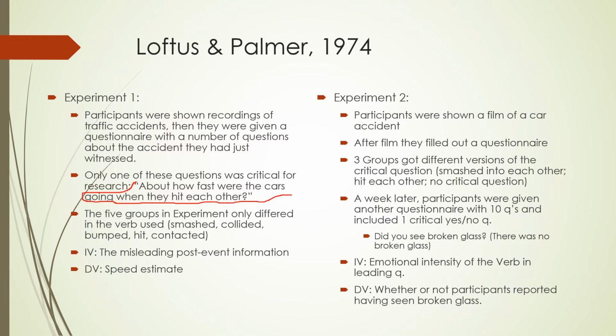This was followed up, and for each of the groups, the verb, in this case hit, was changed with different verbs. So they had either smashed, collided, bumped, hit, or contacted. And the independent variable in this case, the misleading post-event information, the second one was the speed estimate.